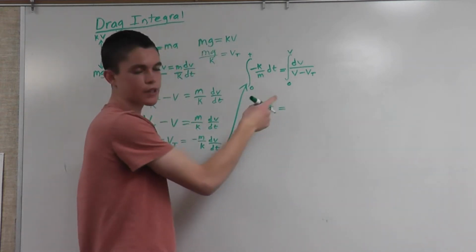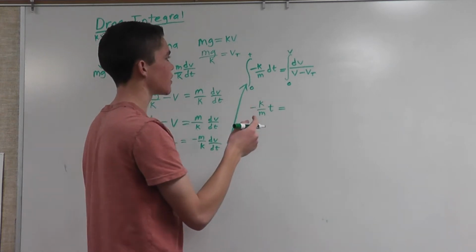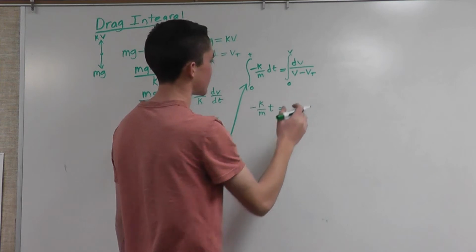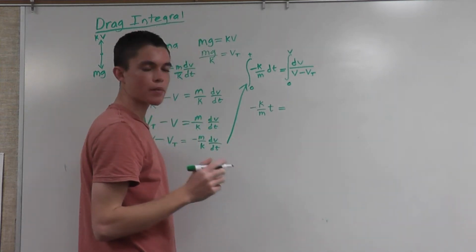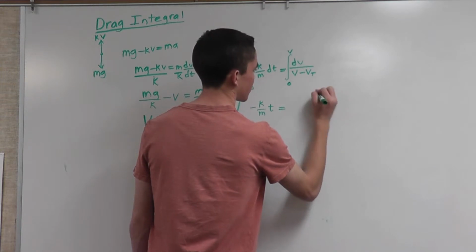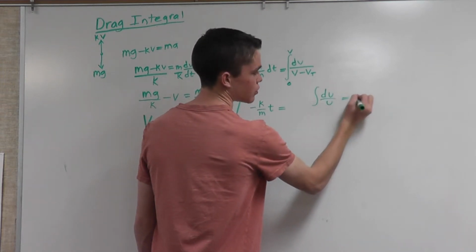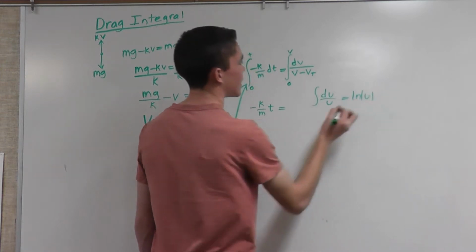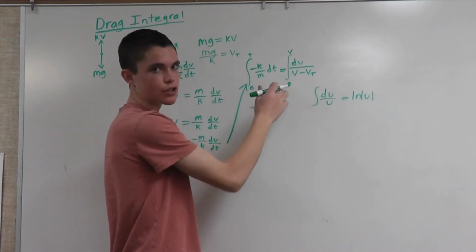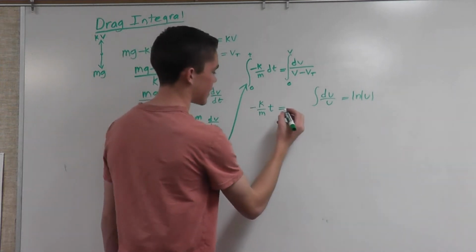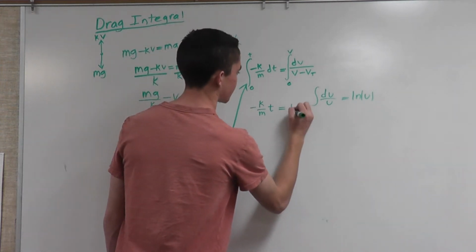Now, the integral on this side is a little bit more difficult because v minus v terminal is on the bottom. So if we remember the rule du over u, the integral of that is equal to the natural log of u. And if we treat v minus v terminal as u, we can use this rule, and this is what we get.